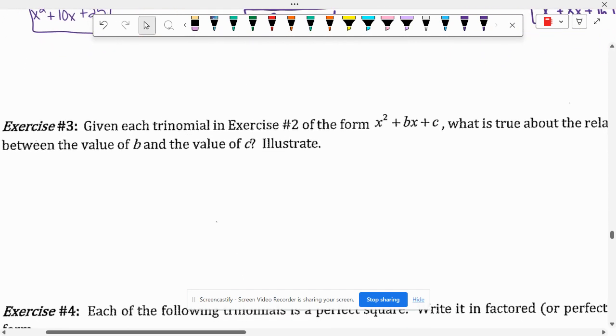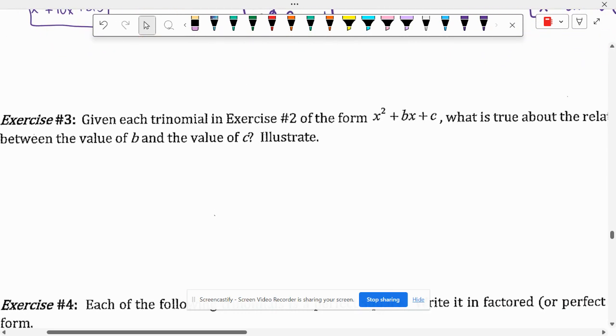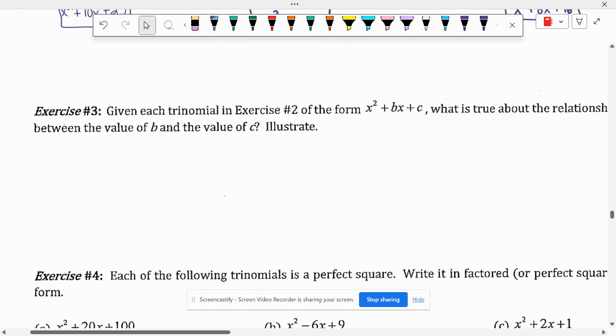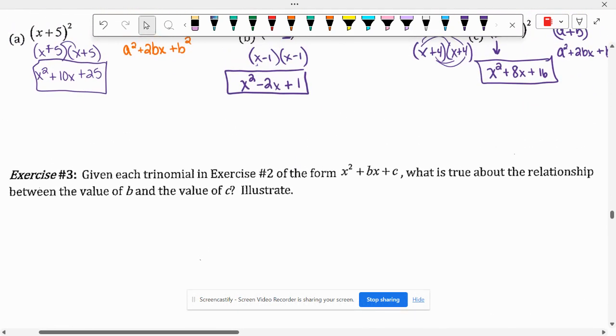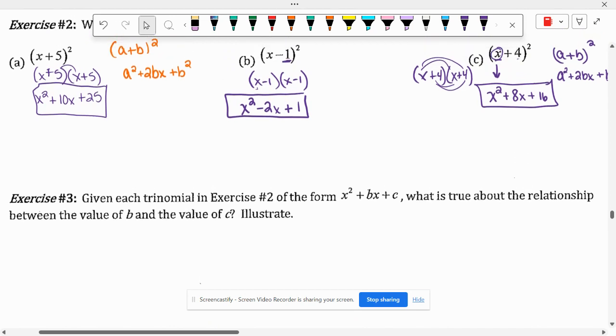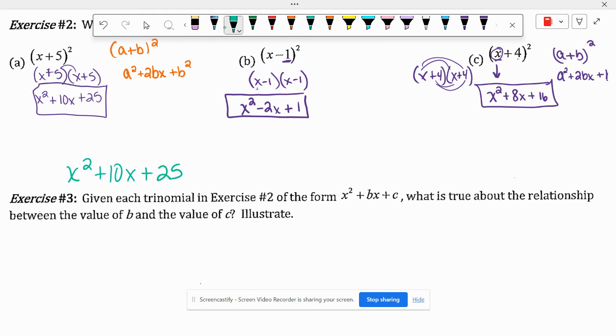All right, number 3. It says, given each trinomial in exercise 2, what is true about the relationship between B and C? So let's look at this first one: x squared plus 10x plus 25. Remember that this is B times x and this is plus C. So what could you say about the relationship between B and C?